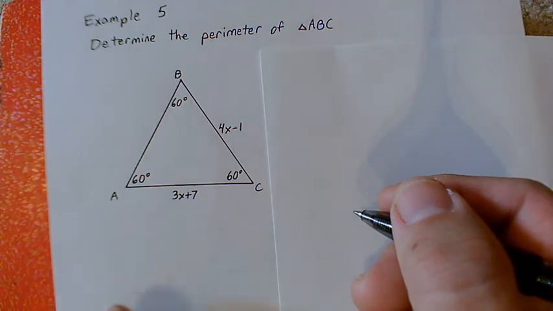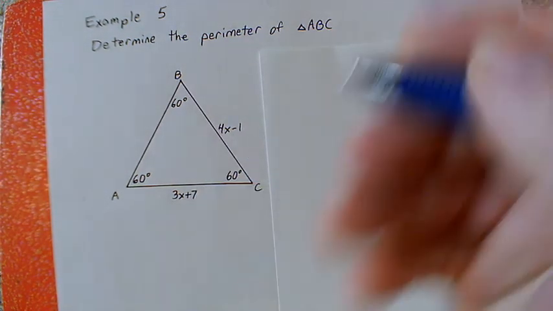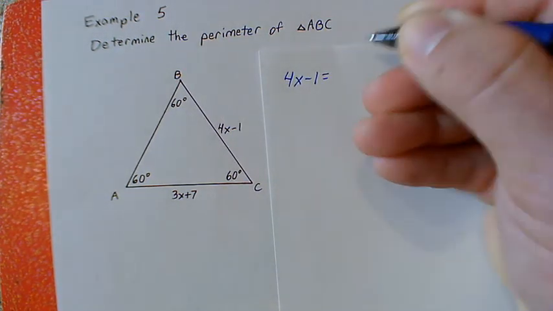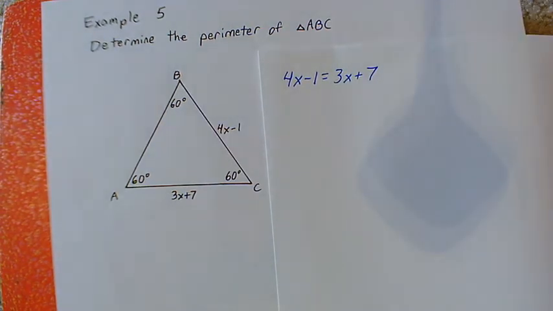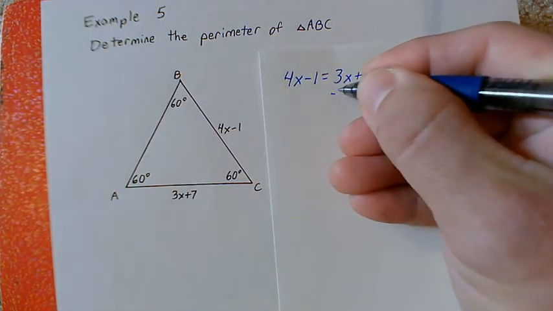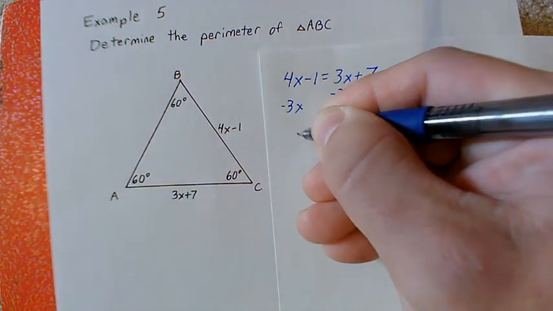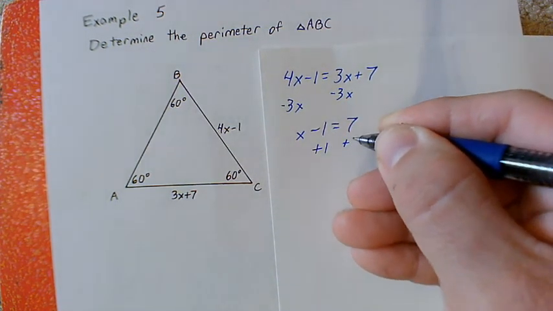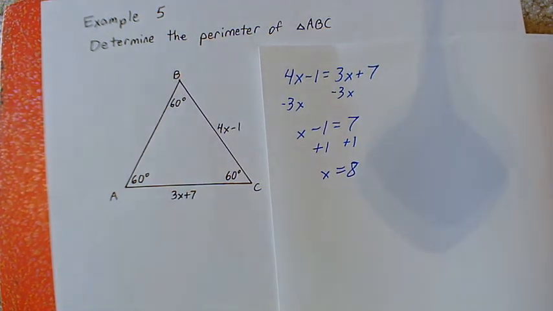Now, since all three sides must be equal, what I'll do is I'll just take any two of the sides and set them equal to one another to find the value of x at first. So 4x minus 1 must be the same as 3x plus 7 because I am dealing with an equilateral triangle. So I'm going to subtract 3x from both sides to get 1x minus 1 equals 7, and I'm going to add 1 to both sides to finish solving for x. So x equals 8.